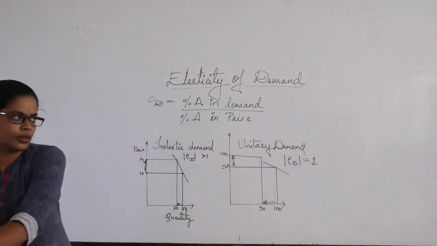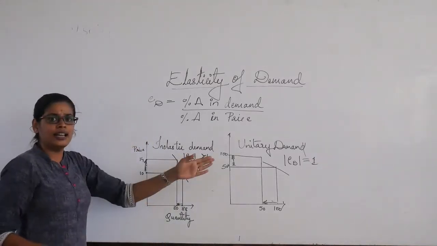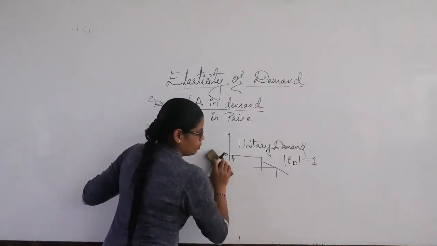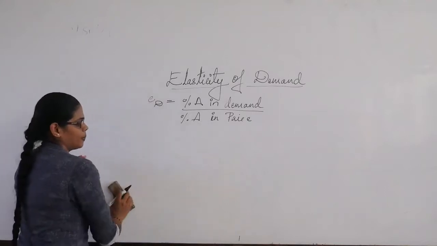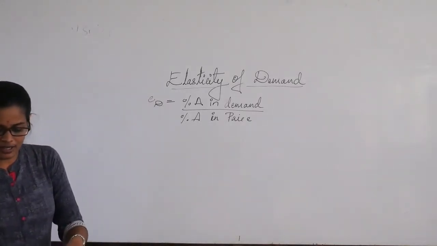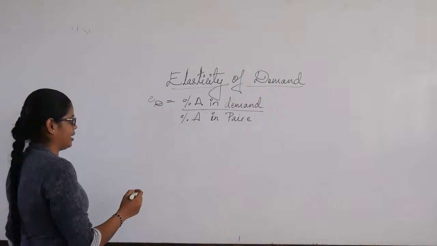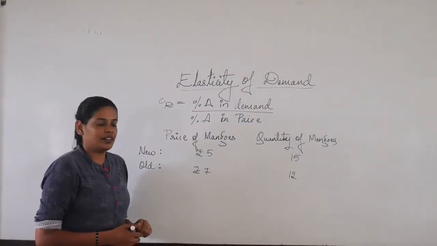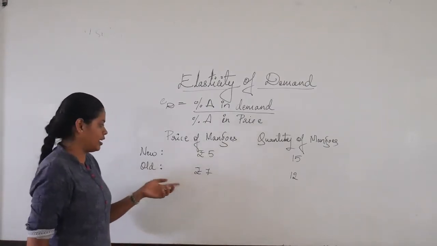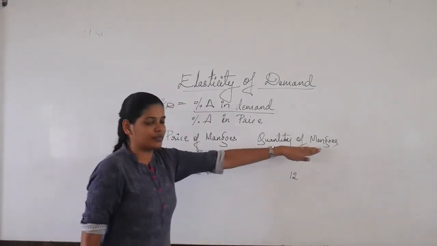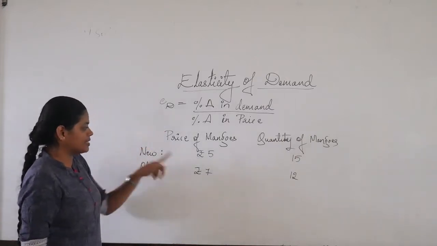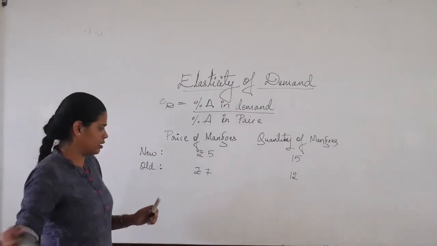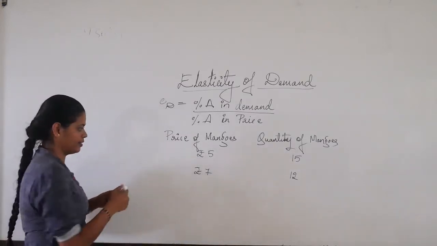Okay, so that's all about the inelastic demand, elastic demand and unitary demand. Now coming to problem solving. They have given a problem in your textbook, so let's understand the problem. Here we have an example wherein you can see the price of mangoes and the quantity of mangoes. Sorry, this is the old price and this is the new price.